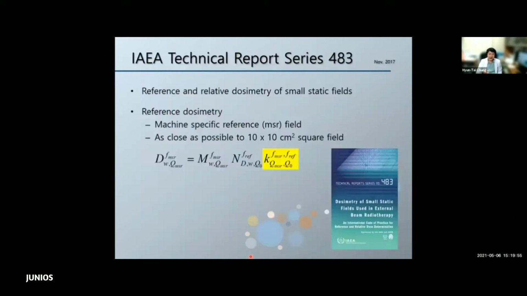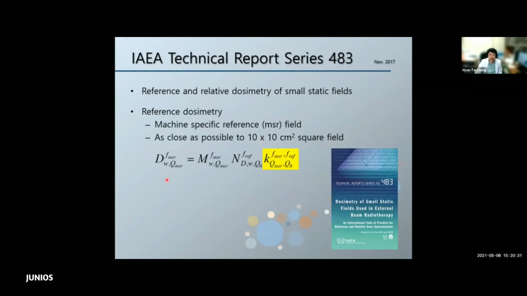Because this is small field dosimetry, we need to see the TRS-483, which was published in November 2017. They give a code of practice for reference and relative dosimetry of small static fields. They suggested to use a machine-specific reference field for each device, and that MSR field should be as close as possible to the 10 by 10 square centimeter field.